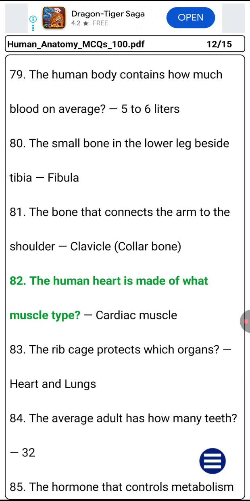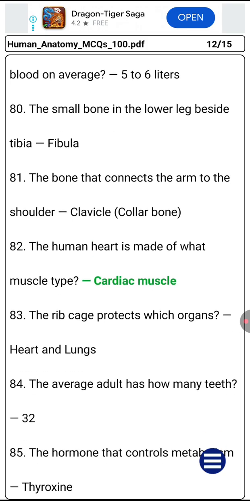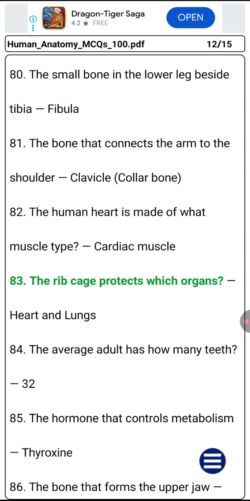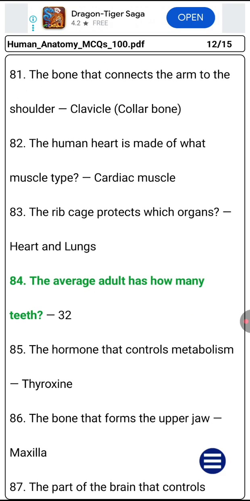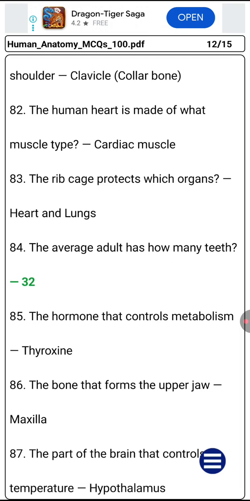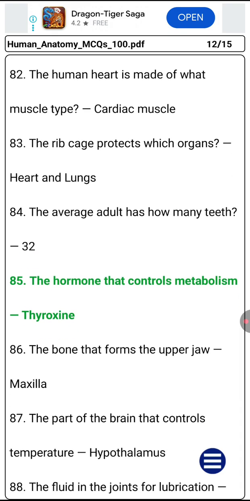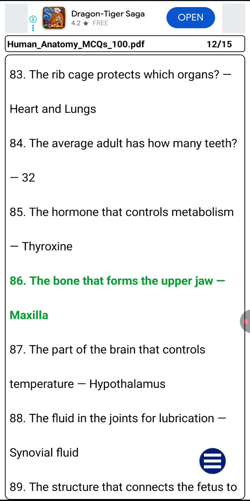82. The human heart is made of what muscle type? Cardiac muscle. 83. The rib cage protects which organs? Heart and lungs. 84. The average adult has how many teeth? 32. 85. The hormone that controls metabolism, thyroxine. 86. The bone that forms the upper jaw, maxilla.